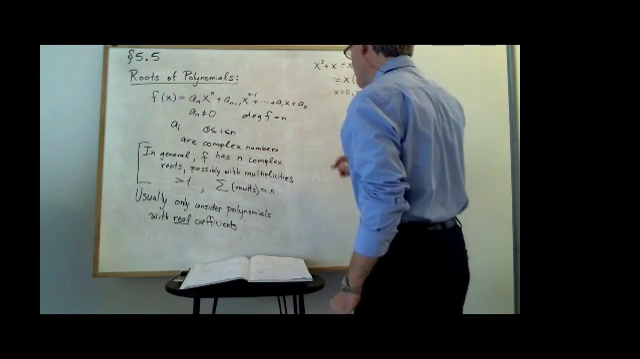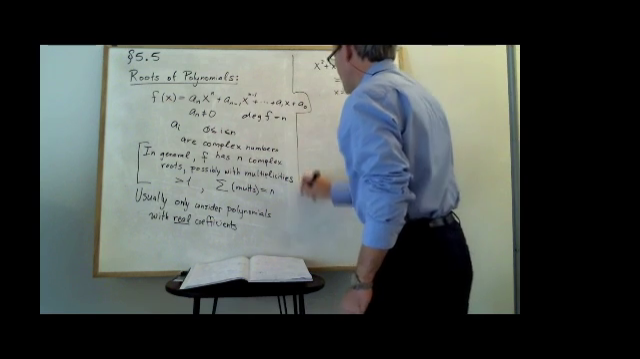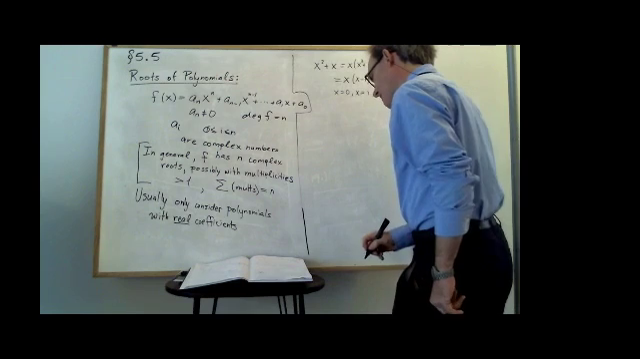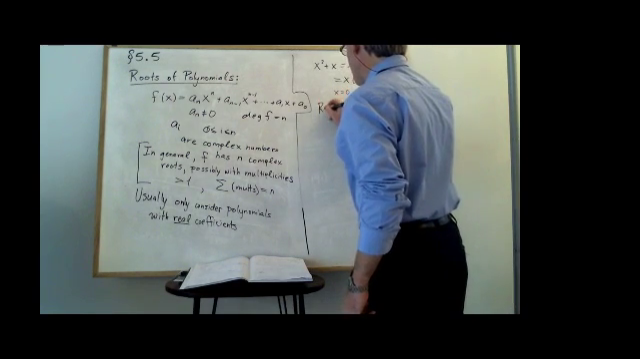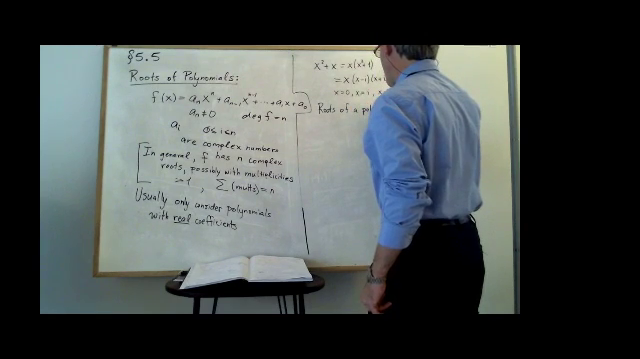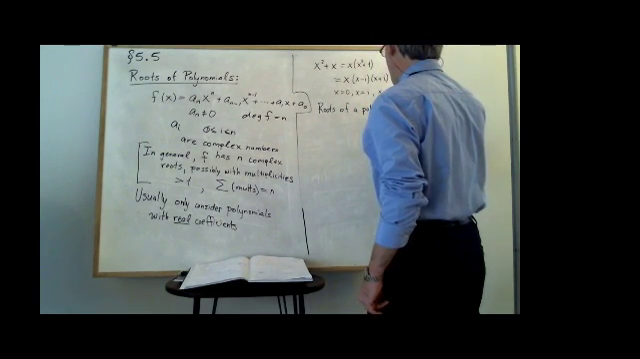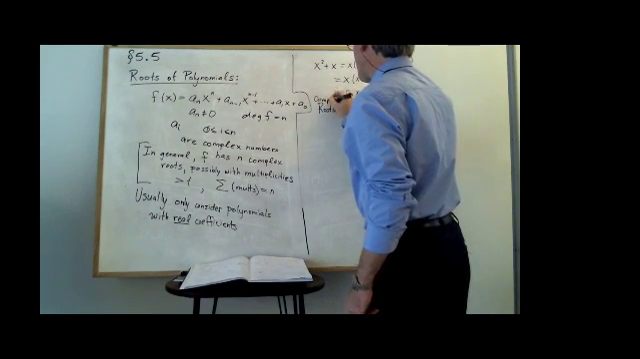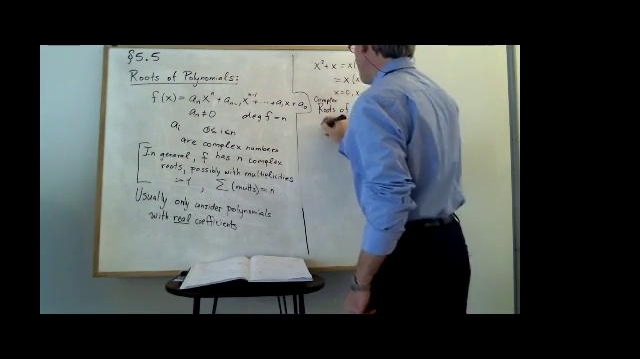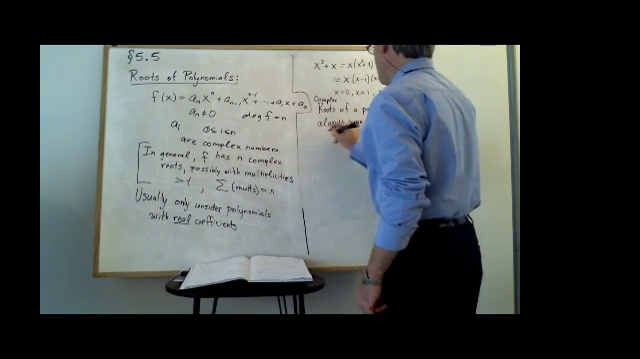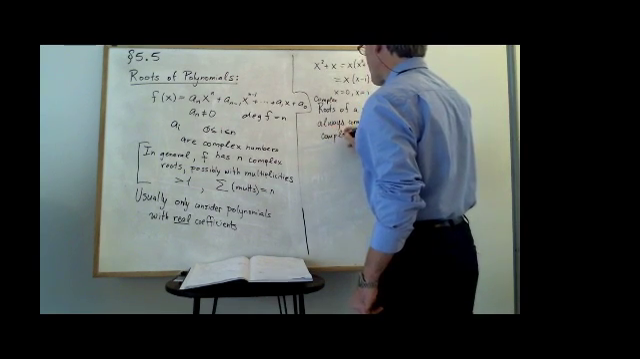Okay, so let's see why the roots come in complex conjugate pairs. So the complex roots of a polynomial always come in complex conjugate pairs.